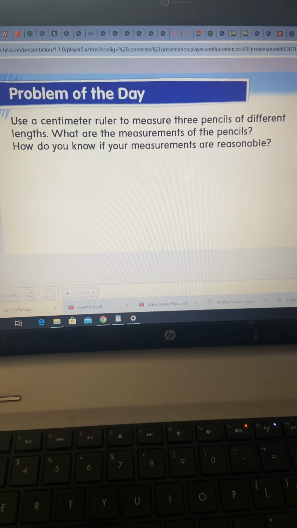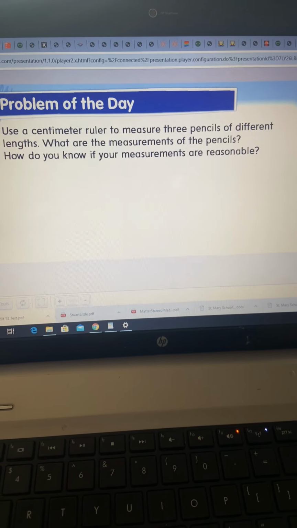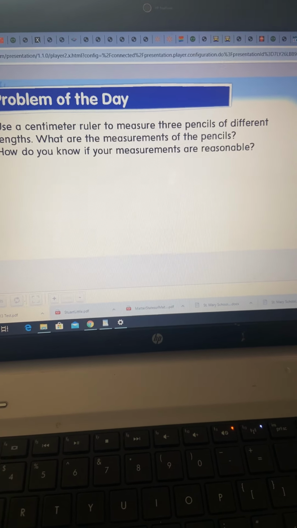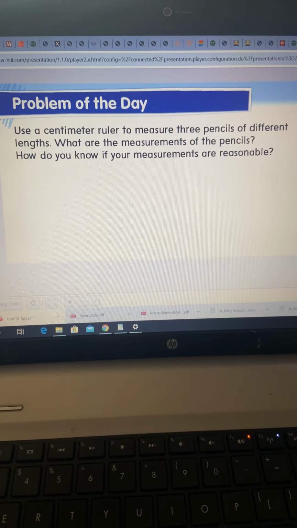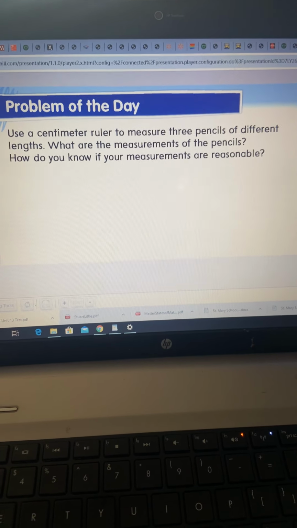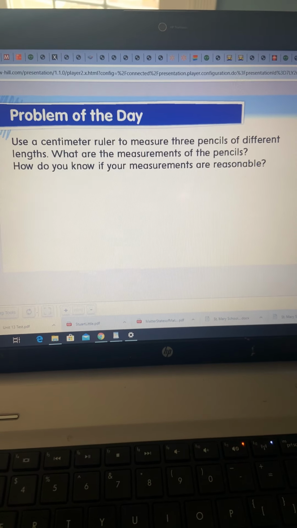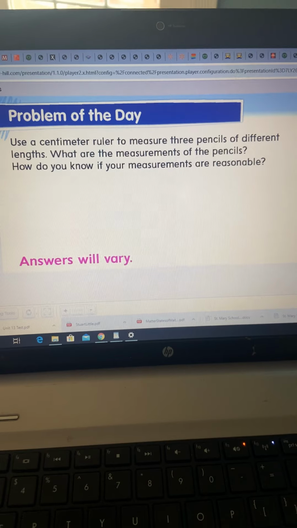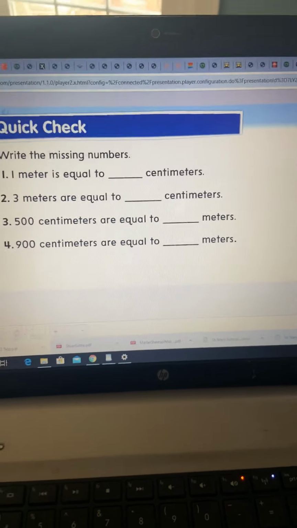Okay, so if I said to you the measurement of the pencil is 5 centimeters, does that sound reasonable to you? Think about how long 5 centimeters is. Well, it wouldn't be a longer pencil. It would probably be an older pencil that got sharpened a lot, but sure, that would be reasonable. So you need to think about that when you're measuring things to know whether your answer is accurate or not. Okay? All right, moving on.